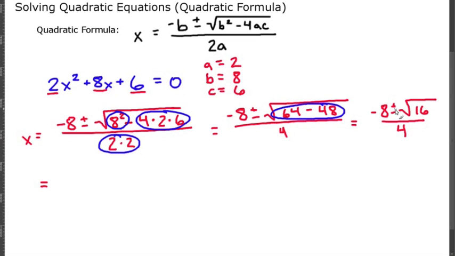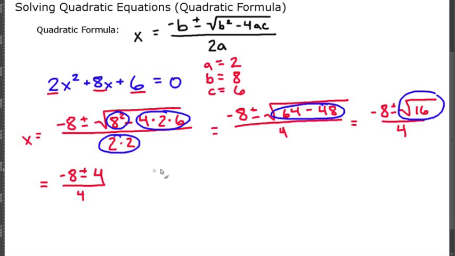That's going to leave us with a negative 8 plus or minus the square root of 16, which is simply a 4. Plus or minus takes care of whether that's a positive 4 or a negative 4. So plus or minus 4 all over 4.